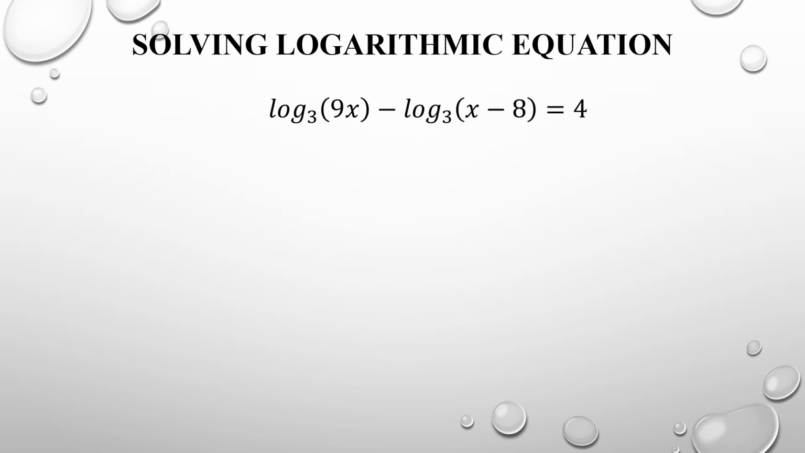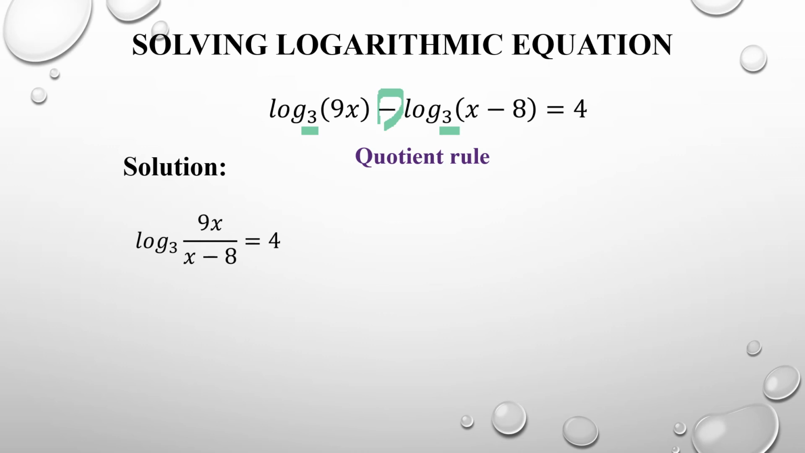Another example, we have logarithm of 9x to the base 3 minus logarithm of x minus 8 to the base 3 is equal to 4. So, kung mapapansin, pareha ang base at subtraction ang involved. So, for our solution, pwede natin gamitan ng quotient rule. So, pag ginamitan natin ng quotient rule, we have logarithm of 9x over x minus 8 to the base 3 is equal to 4. Then, we can rewrite this into exponential form as 9x all over x minus 8 is equal to 3 raised to 4.